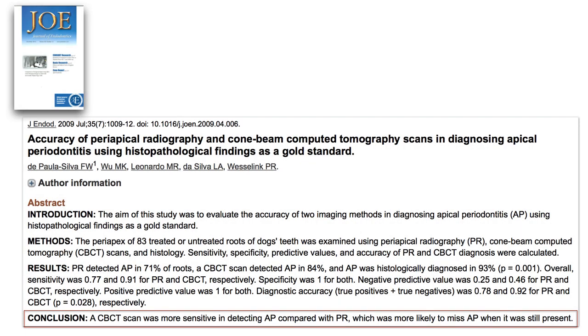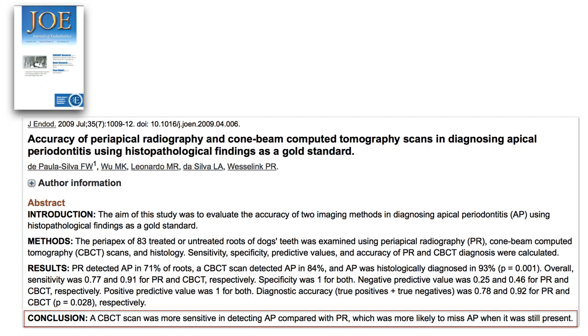This paper was published in the Journal of Endodontics in 2009, and it discussed the accuracy of periapical radiography and cone beam computed tomography scans in diagnosing apical periodontitis. He also used histopathological findings as a gold standard to prove whether it was present or not. As a result, they found that a CBCT scan was more sensitive in detecting apical periodontitis compared with periapical radiographs, which were more likely to miss apical periodontitis when it was still present.